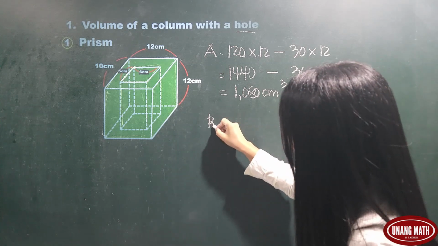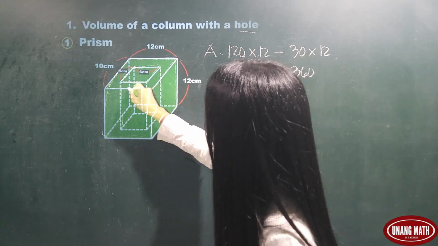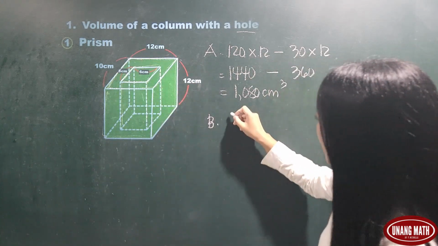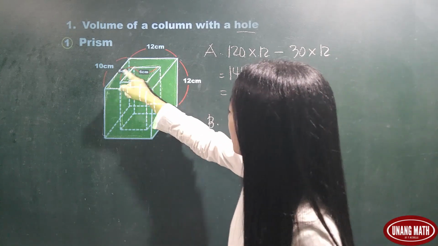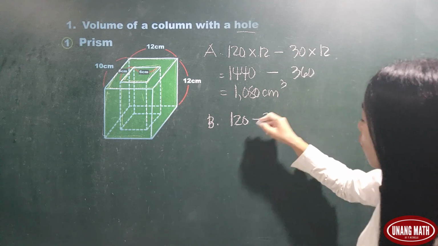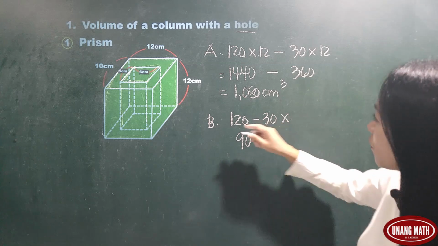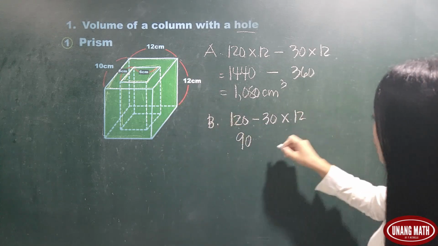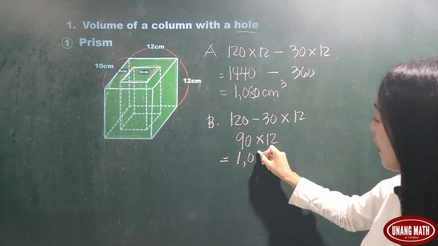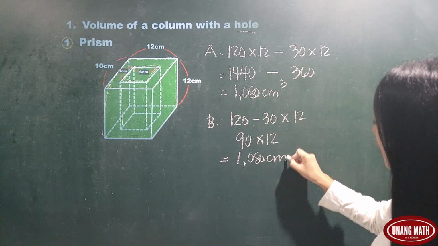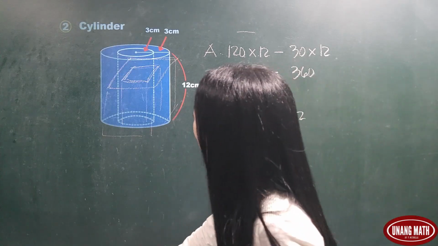Okay, in the second way, what we need to do is get the area of this base, so 12 times 10, that's 120, minus the area of this base. 6 times 5 is 30. So 120 minus 30, then that's equal to 90. And multiply this one by the height, which is 12. So times 12, so 90 times 12. Then this is also equal to 1,080. So 1,080 cubic centimeters.